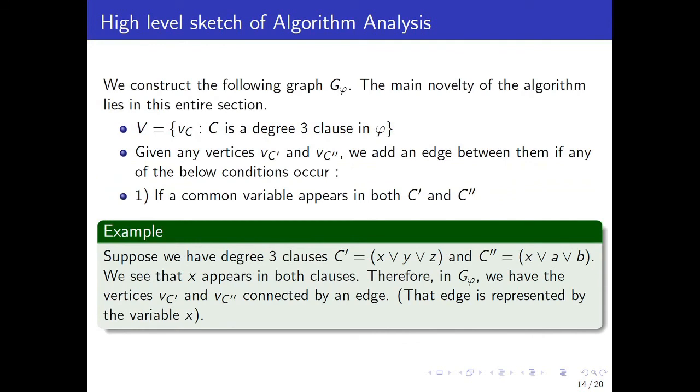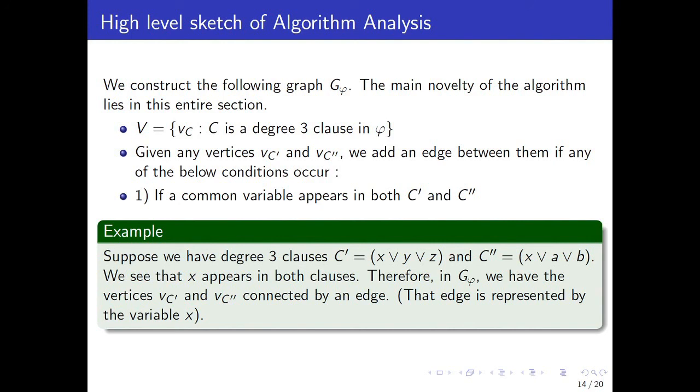So here is in fact line 4 of the algorithm. What we're going to do next is construct a graph G of E, and we'll let each degree 3 clause in the formula phi be represented as a vertex in the graph G of E. Now, given any vertices V C prime and V C prime prime, I'm going to add an edge between them if either of the two conditions below occurs. First, if I can find a variable appearing in both C prime and C prime prime.